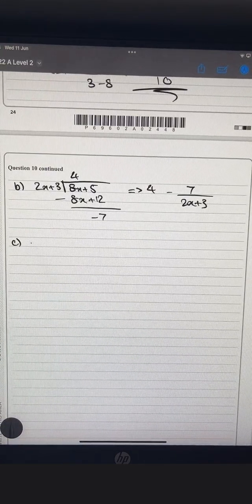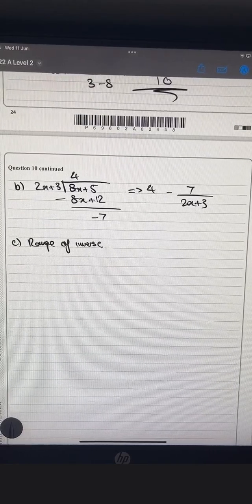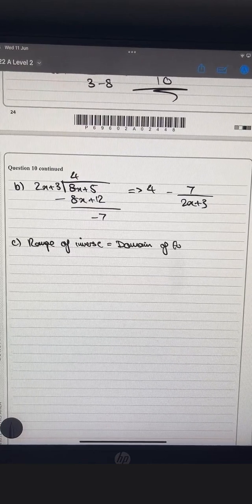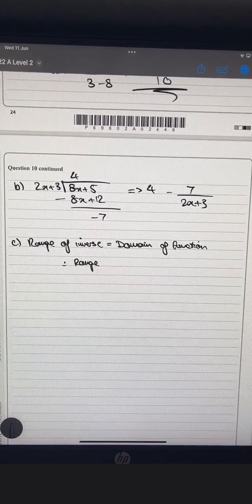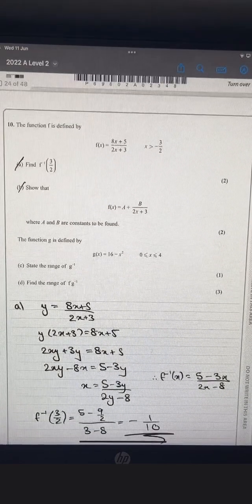So the range of the inverse equals the domain of the function, right? So therefore, the range of inverse g of x is 0 to 4, because it's exactly the same as the domain in terms of x right there.